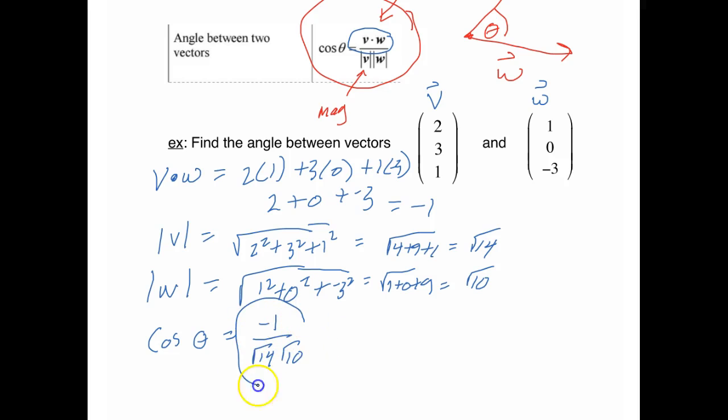Just type this into your calculator. You're going to get cosine theta equals -0.0845 roughly. Remember, the way you get rid of cosine, if you just want the angle, you do cosine inverse of both sides. So again, we're going to use our calculator and do cosine inverse of both sides.